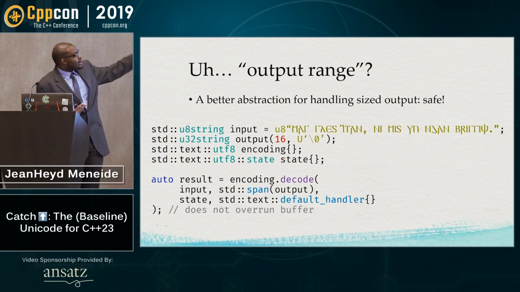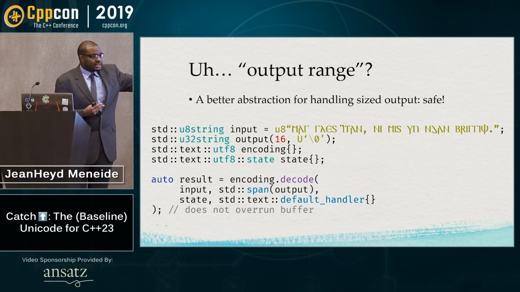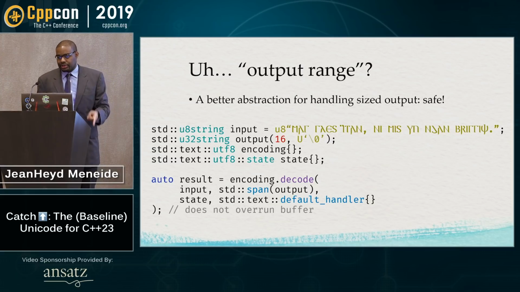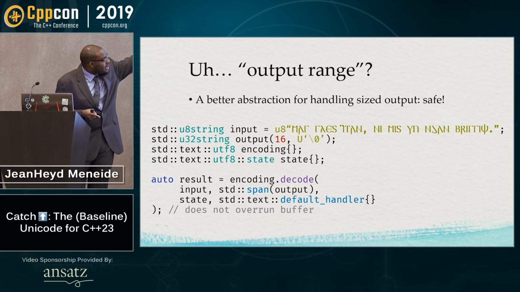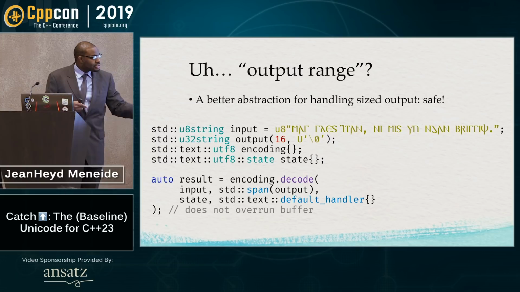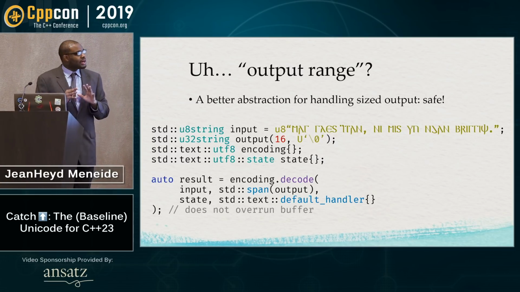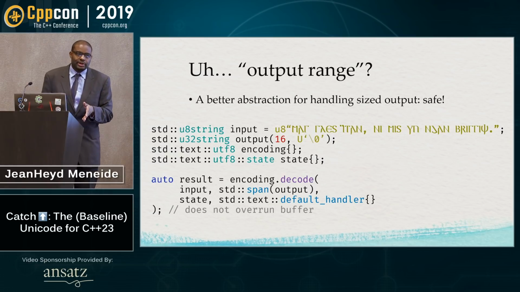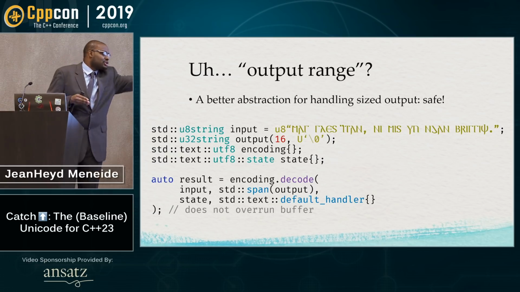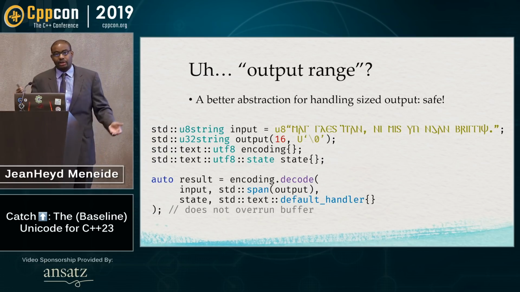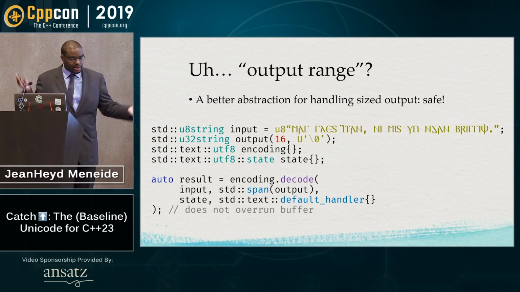The thing about output ranges is that they contain both the beginning and the end of the output. So I can have a span of this output, and that allows me to say, listen, you can only output 16 characters, the size of my string, and then you've got to stop. Then in the result type I get an error code that says insufficient output, insufficient output size.